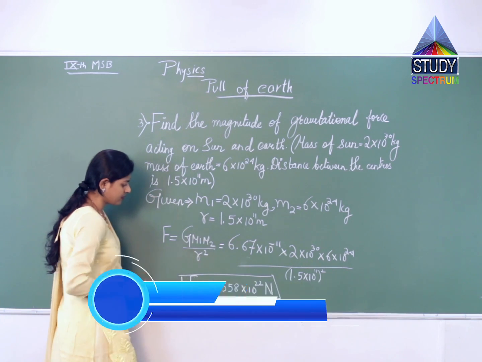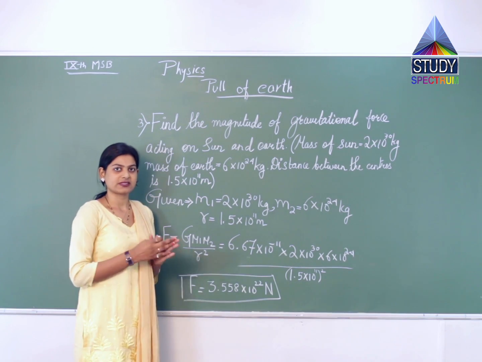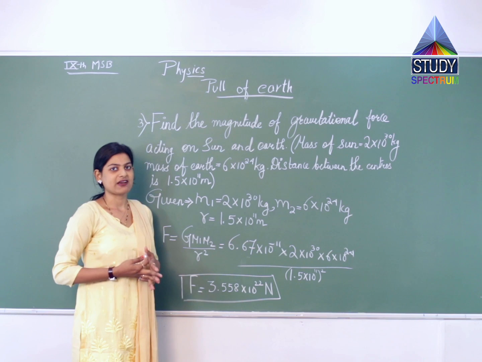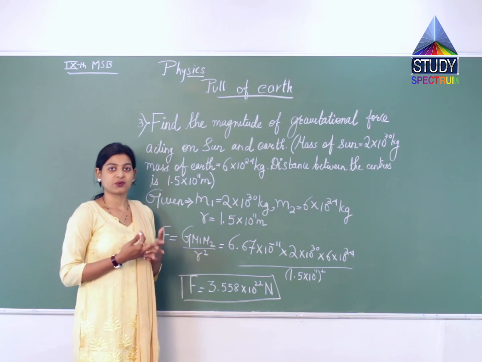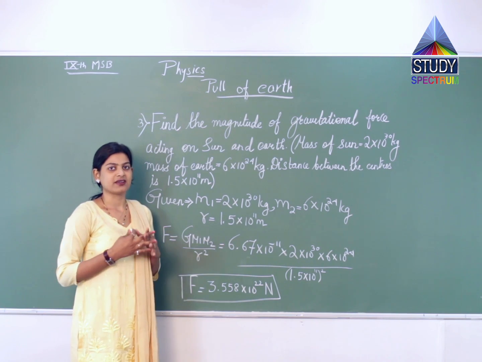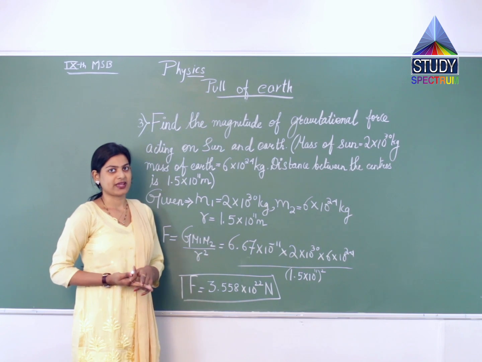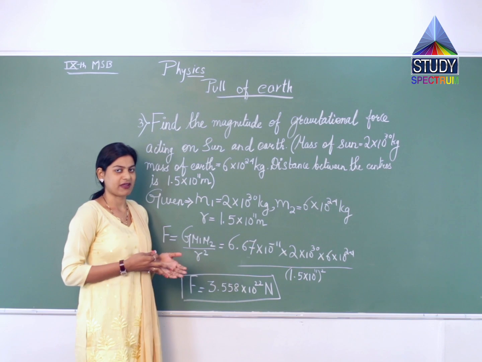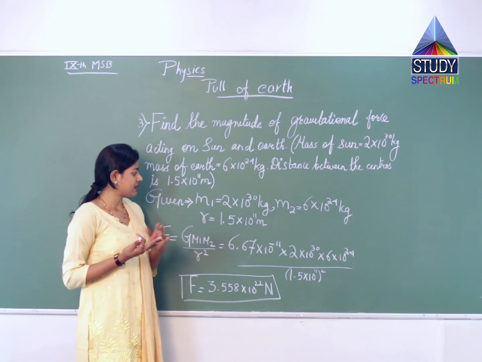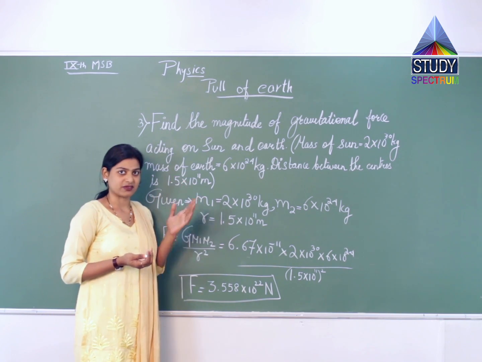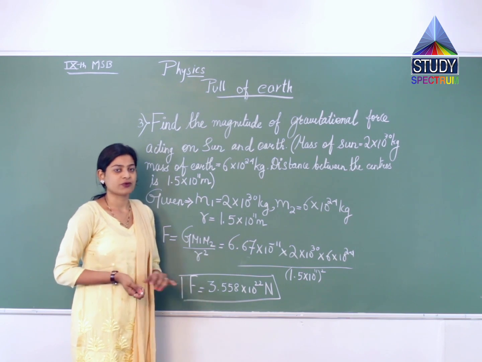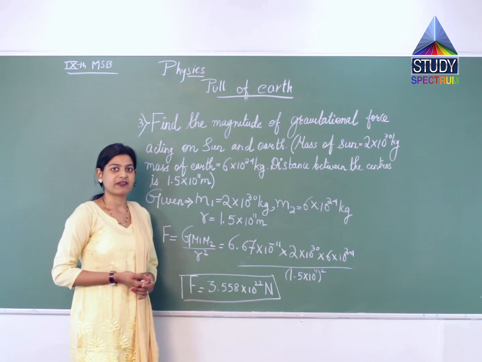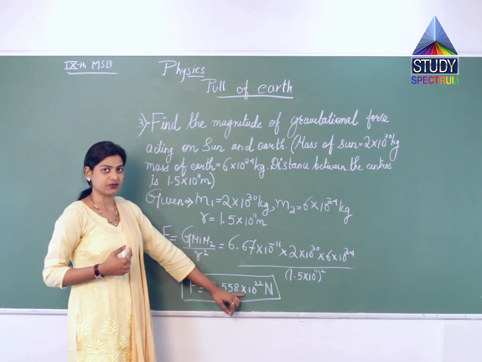This is the answer. The gravitational force acting on the Sun and the Earth, which have the mass 2 into 10 raised to 30 kgs and 6 into 10 raised to 24 kgs respectively, and which are separated with a distance of 1.5 into 10 raised to 11 meters, the gravitational force will be 3.558 into 10 raised to 22 newtons.